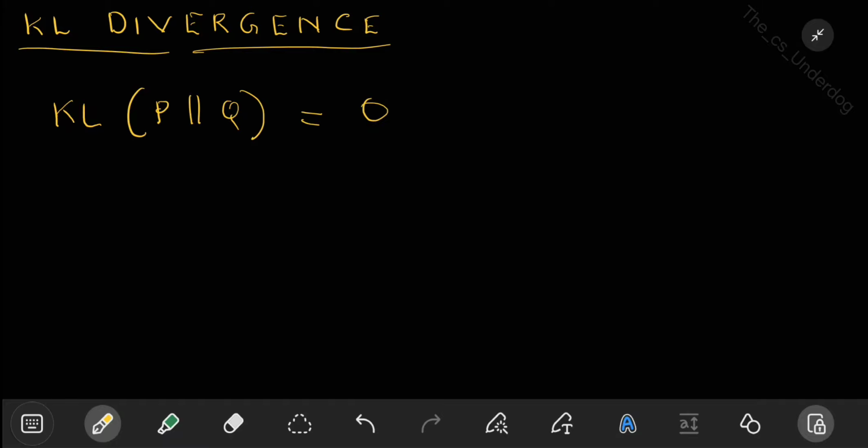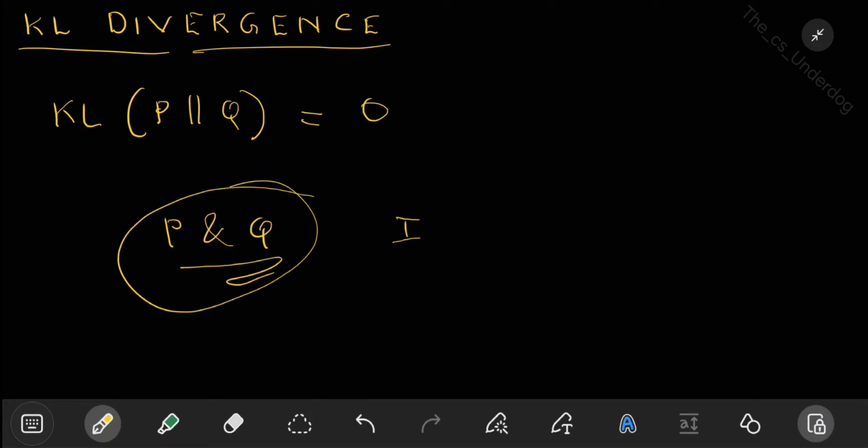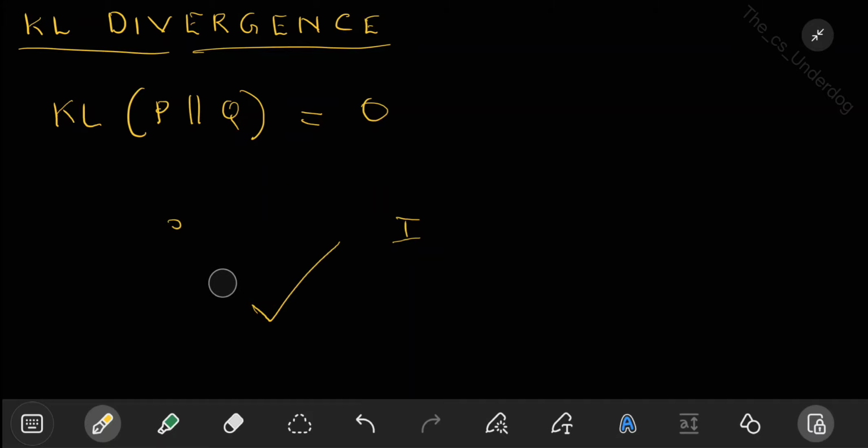If KL divergence is 0, that means P and Q are identical, right? P and Q are identical because when you found the mathematical value, you found that P does not diverge from Q, which means P and Q are identical distributions. KL divergence value will never go negative. The only possibilities are equal to 0 and greater than 0.